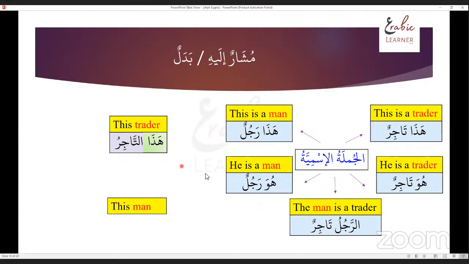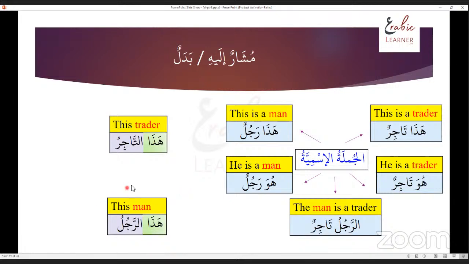In the same way, if I want to say this man, what will I say? Now you can type your answer in the chat window. This man, how will I say? Hada rajulun. Okay, those who have written Hada rajulun, it is written here, sister. Hada rajulu. Brothers and sisters, you understood or not?